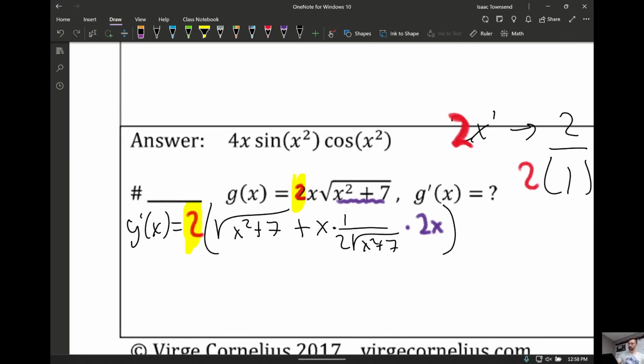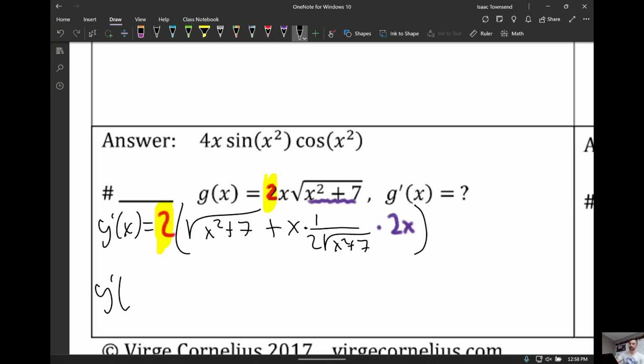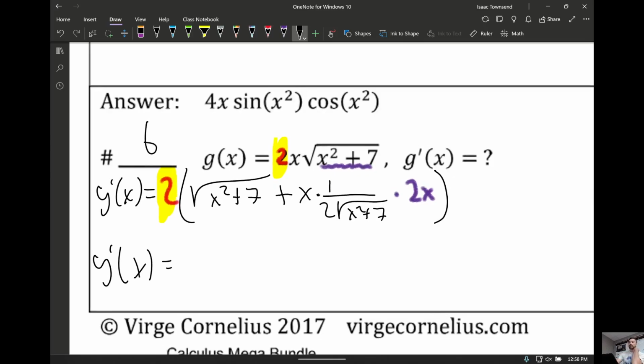I'm still confused on 6. Me too. Wait, didn't we do the whole thing? No, you stopped at. Wait, is that just the answer? I mean, this is the derivative, but it doesn't look like any of the answers yet, so we need to simplify it. Okay, so you want help simplifying it? Yeah. Well, I see that over here, I've got a times 2 divided by 2, so those are going to reduce out.